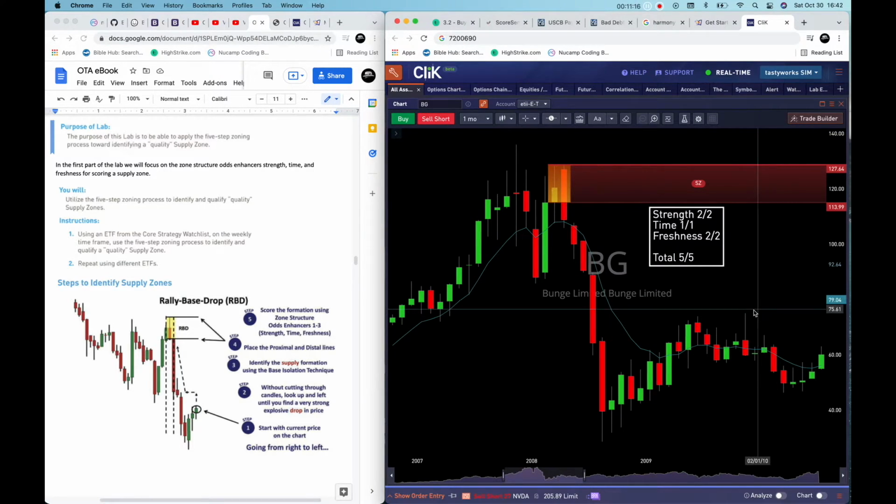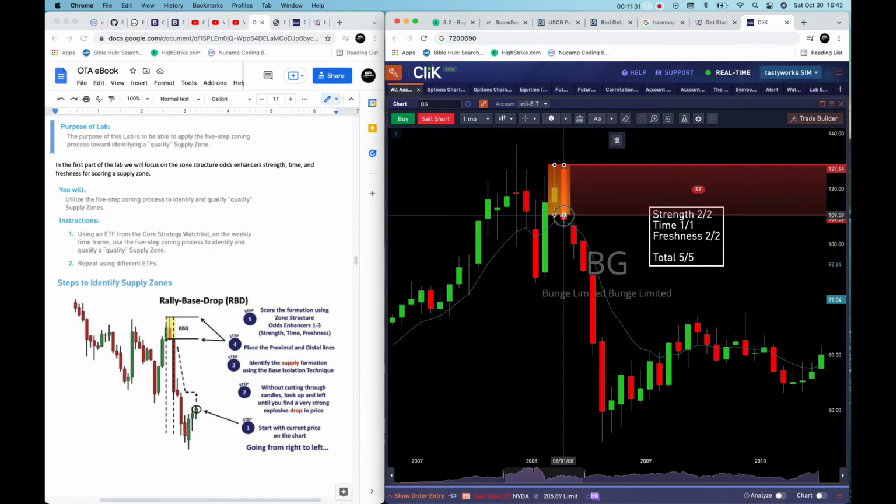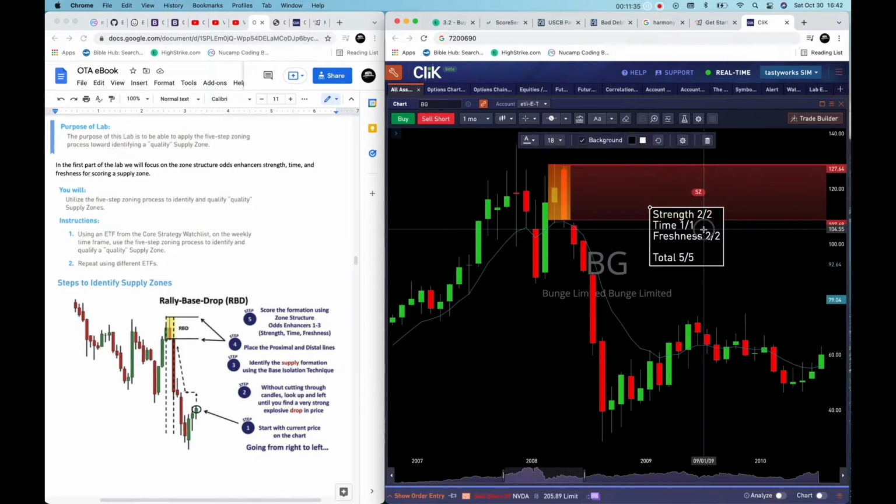We're coming up and left, looking for an explosive drop, which we can see here, obviously. Moving to the origin of the drop in price. I did draw this zone incorrectly. My apologies. It should be drawn here. Hopefully you were able to catch that.